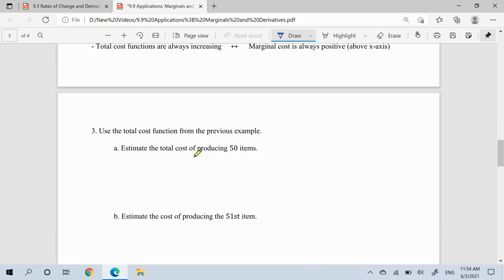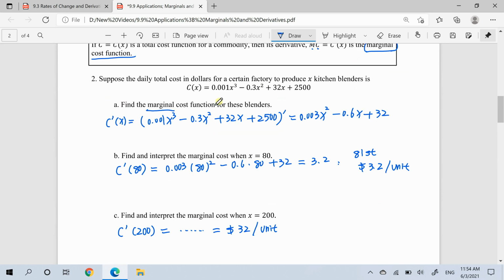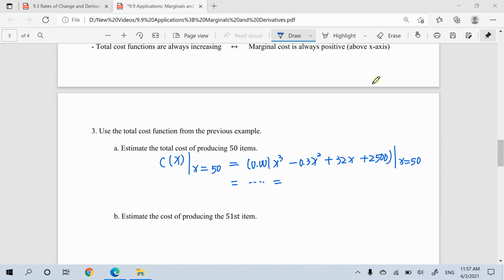Now let's see the third question. When producing 50 items, what's the total cost? When x equals 50, the cost function is given here, right? Okay, I just directly write down the answer, $34.75.